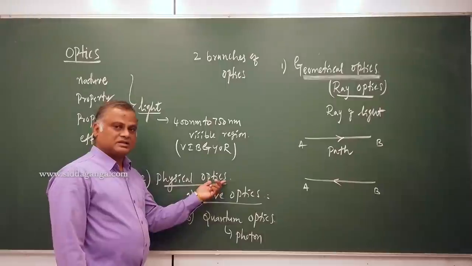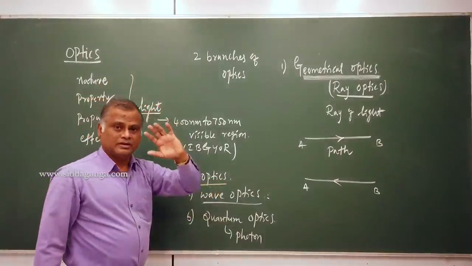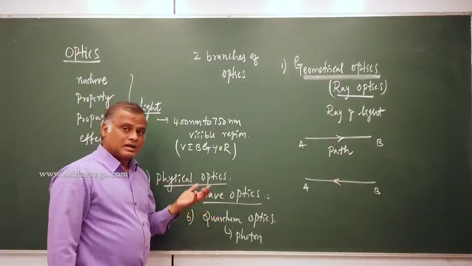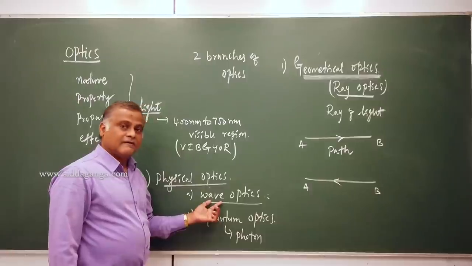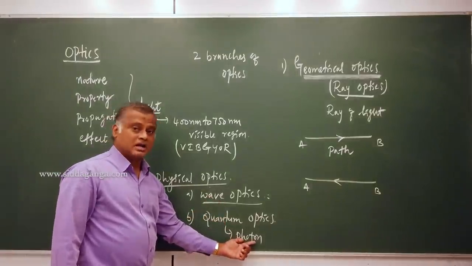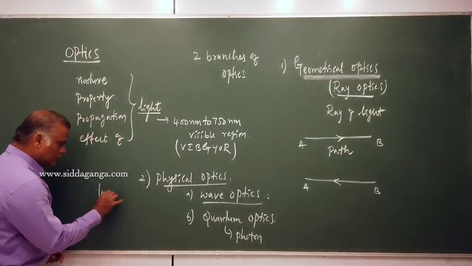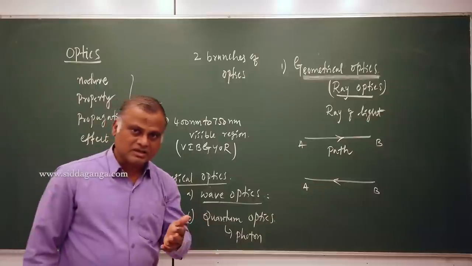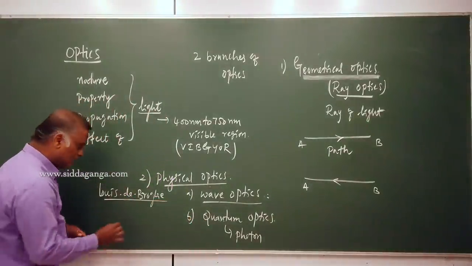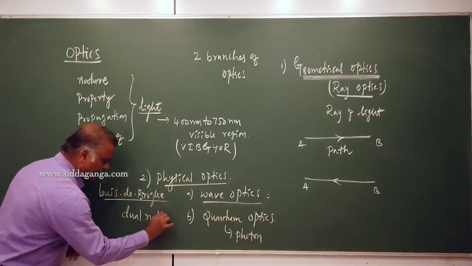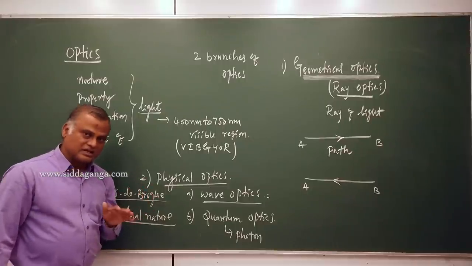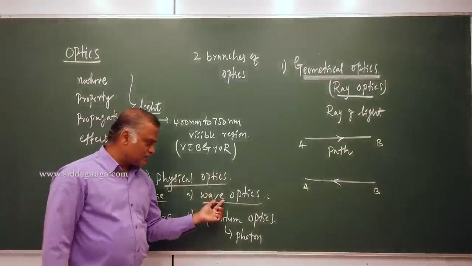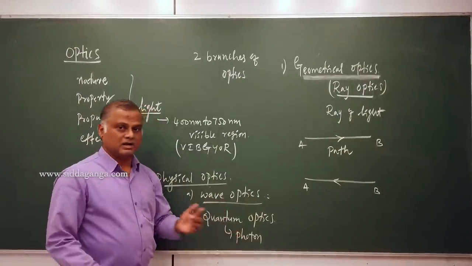Physical optics is the branch of optics that deals with the nature of light. Light can behave with wave nature, and it can behave as a particle. There was a scientist called Louis de Broglie who theoretically gave some ideas about the dual nature of light. Light is dual in nature, meaning light can behave as a wave as well as a particle.